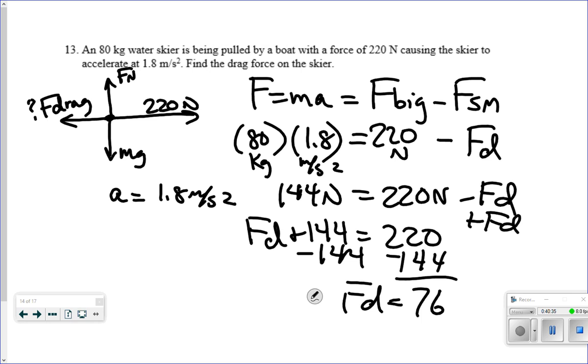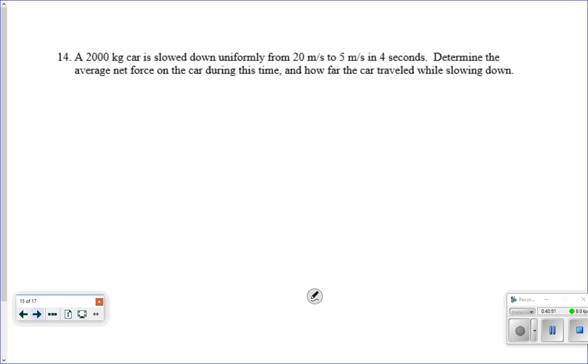I do believe you should get 76 newtons. You notice what I did there was I simply set up the algebra equation and then I just started moving things around. First I moved over the drag force, then I moved back over the 144, and that one is set. Okay, this one, we're starting with motion.